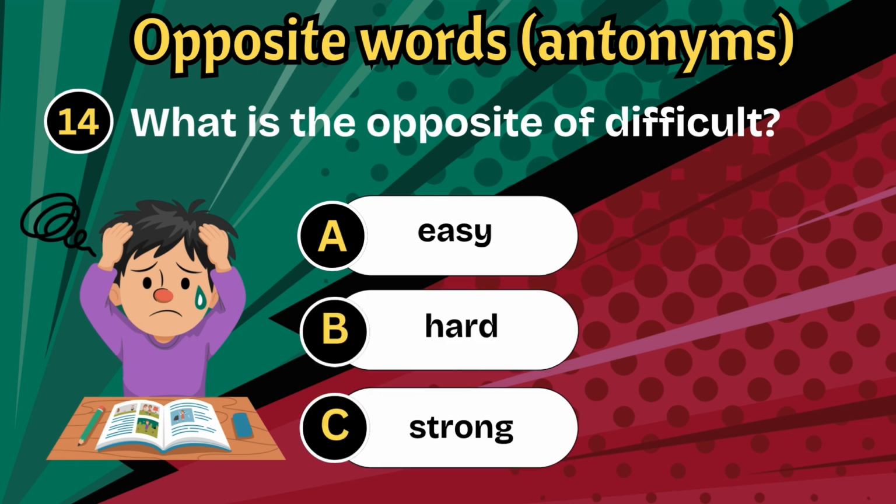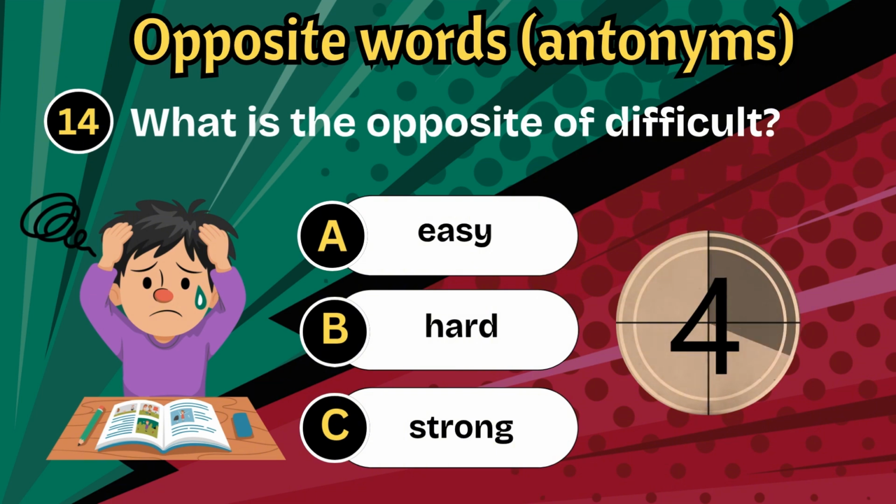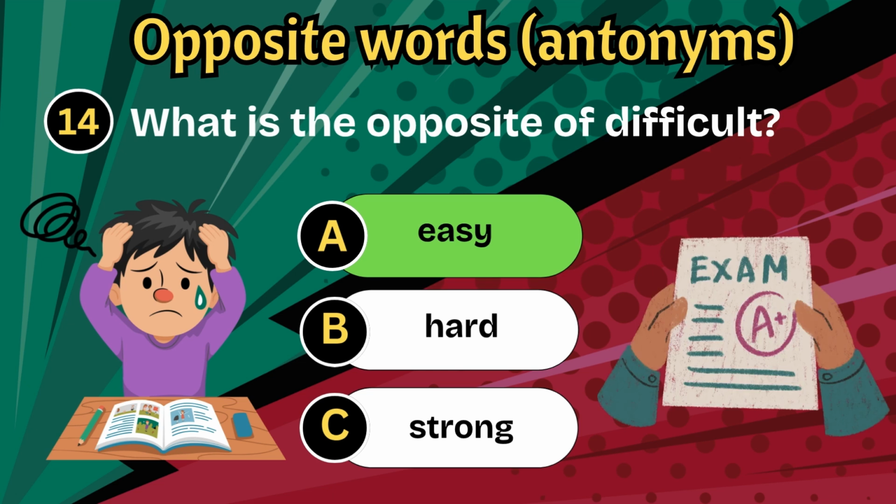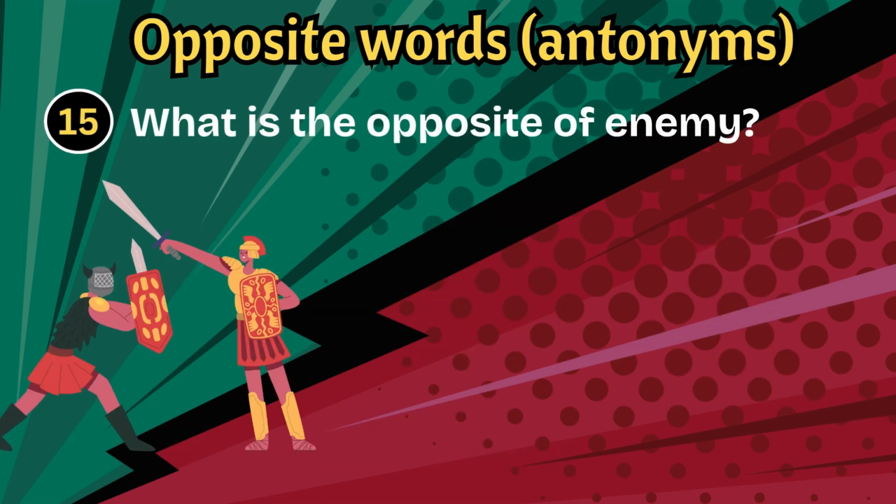Difficult means something is hard to do. The correct answer is easy. Easy means simple to do. Fantastic effort. What is the opposite of enemy?